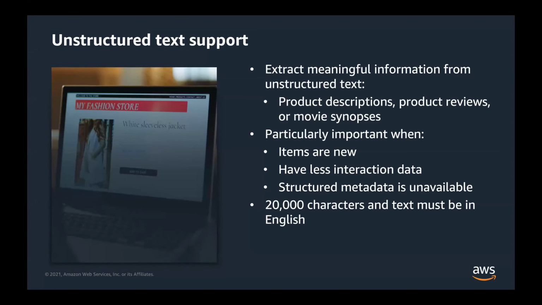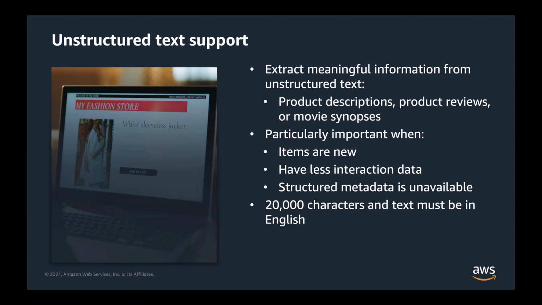So, going a little deeper on a few of those features before jumping over to the demo. Unstructured text: I mentioned extracting meaningful information from unstructured text. This can be product descriptions, product reviews, movie synopses, or transcriptions of audio files. This is really important when you have a lot of new items, or less interaction data, or where structured metadata is not available.